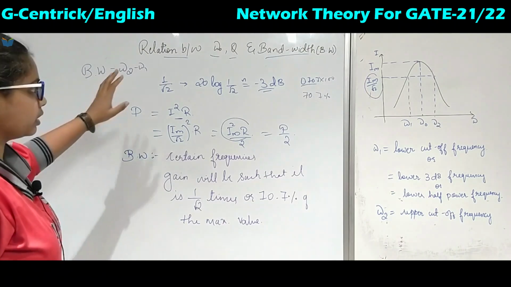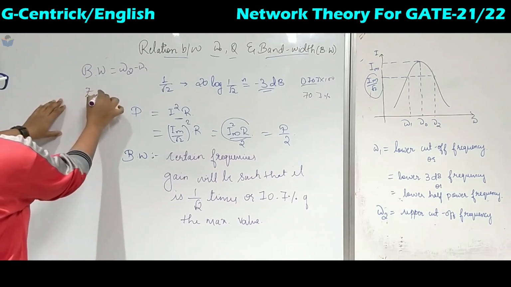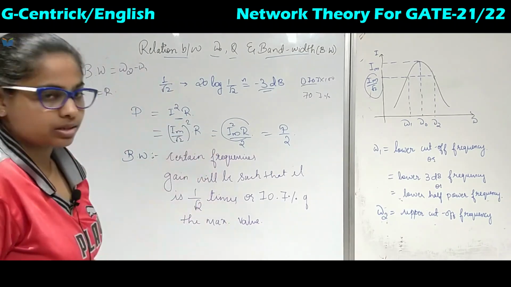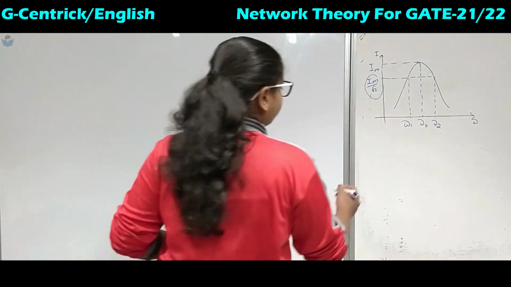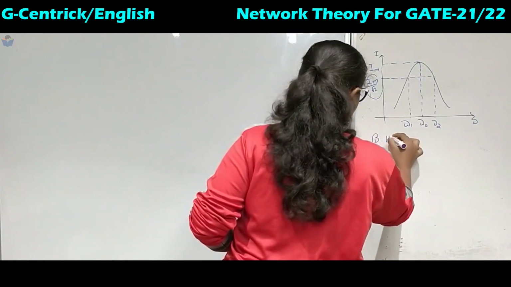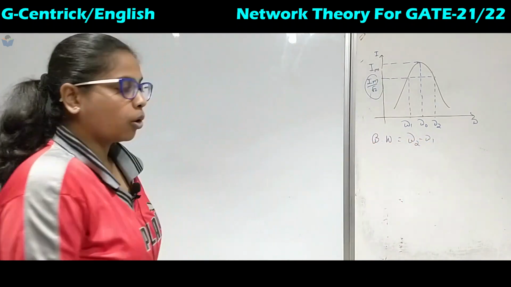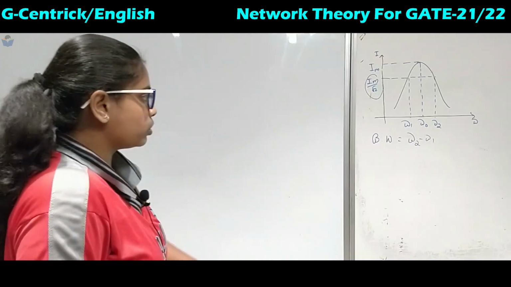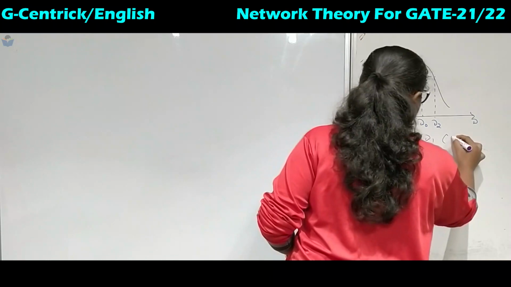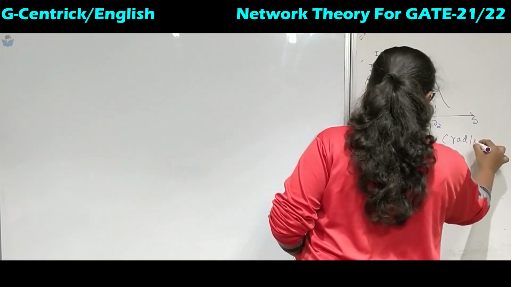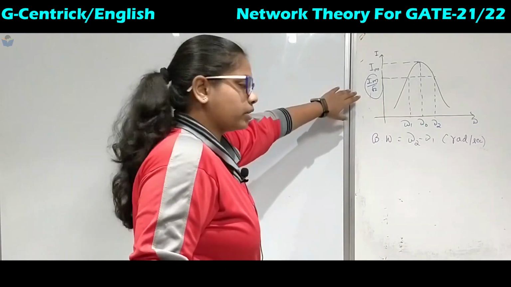Now we know that at resonance, Z will be equal to R. First let me rub this, then we will write it again. Coming to this one, we have defined that bandwidth is the difference between these two frequencies, that is omega 2 minus omega 1. How will it be measured? What is the unit of this? It's nothing but radian per second.